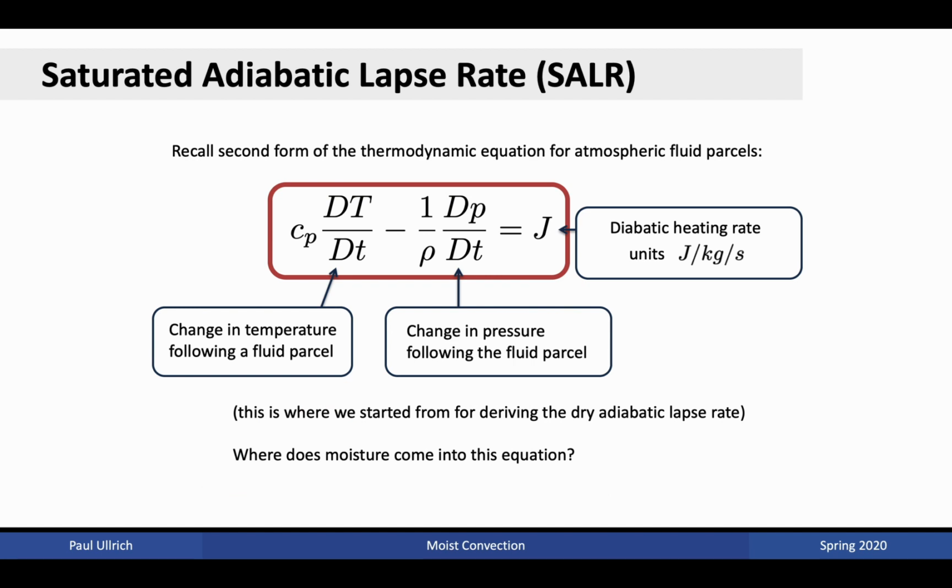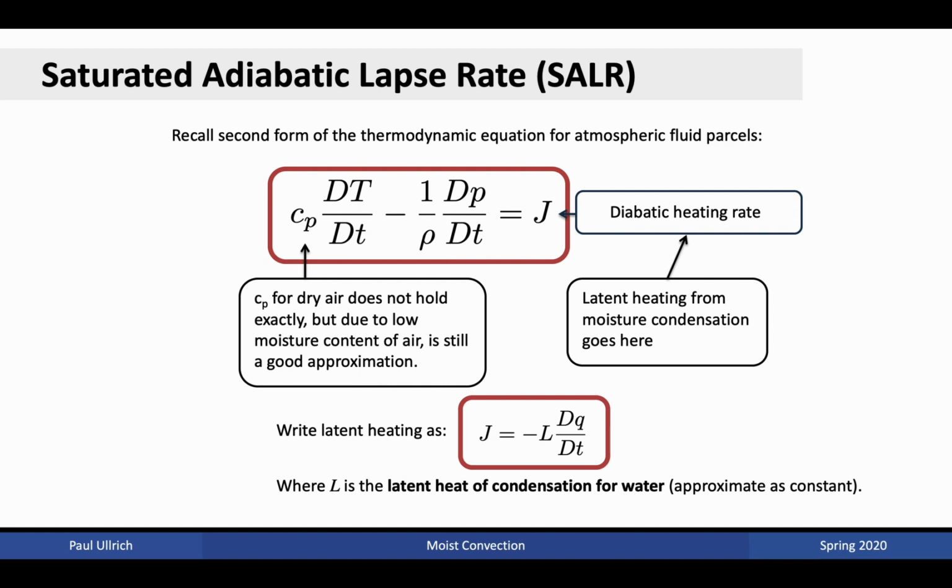Alright, let's examine the saturated adiabatic lapse rate quantitatively. In order to do so, we're going to go back to the second form of the thermodynamic equation and investigate how moisture enters into this equation. Recall that the second form of this equation consists of terms on the left-hand side that describe adiabatic motion. The term on the right-hand side explains diabatic heating, which includes concepts such as condensation. But exactly how much energy is released by condensation? Well, we'll have to go back to the fundamentals of moist physics in order to answer that question.